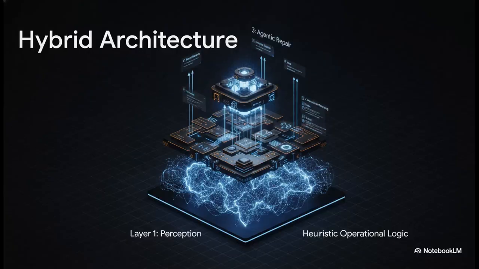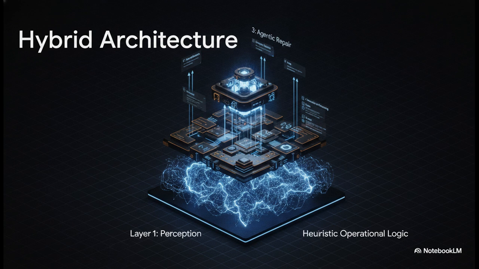Let me make one thing crystal clear, though. Heuristic learning is not here to kill off neural networks. No way. Neural nets are still essential for perception and high-dimensional pattern recognition. What this paper is really advocating for is an architectural division of labor.